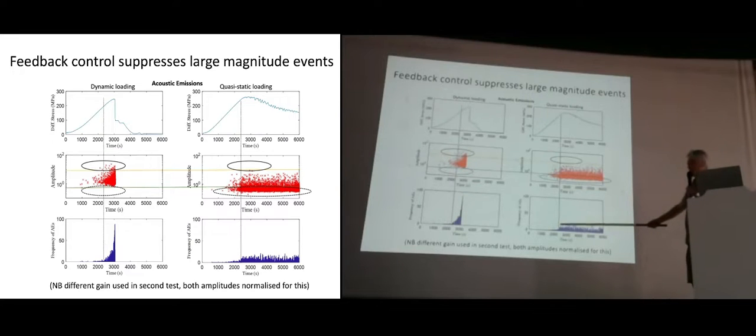There's no real failure time here. It's a quasi-static failure really drawn out. So here's a constant event rate. But what this has done, by feeding back on the event rate, we've stopped the big events.